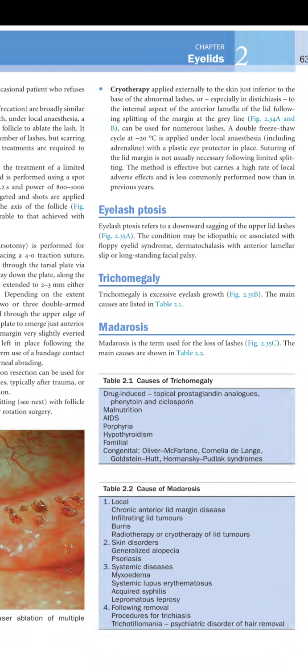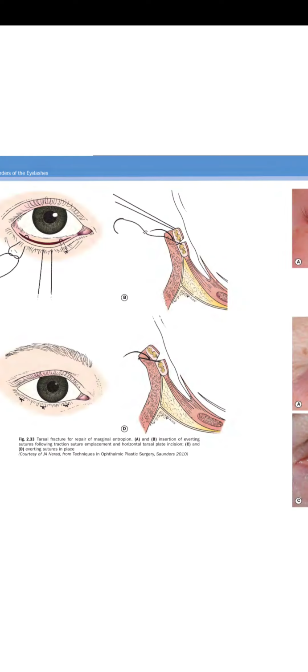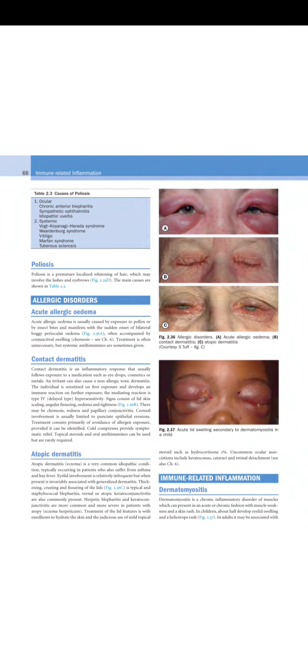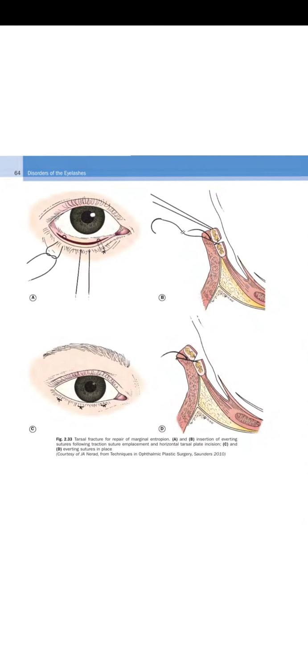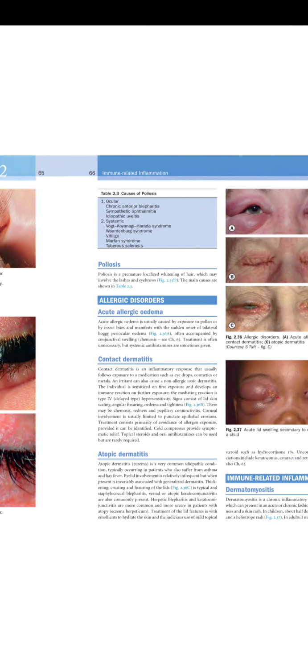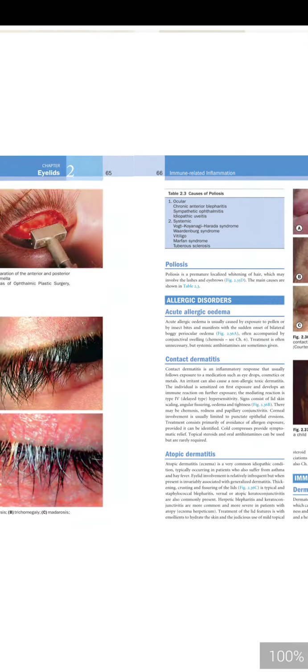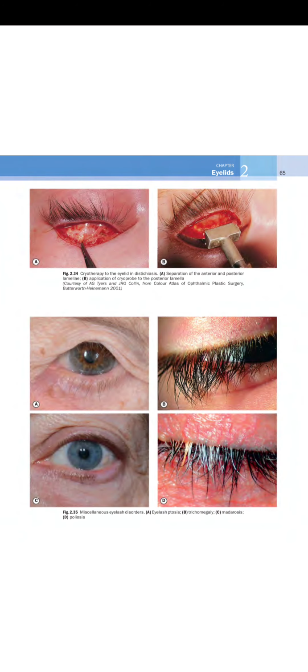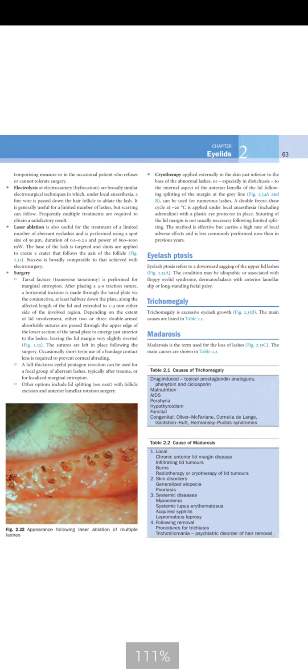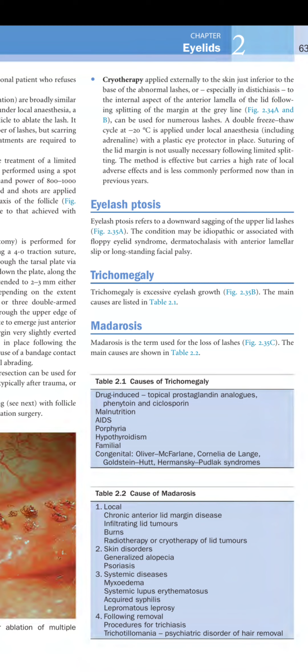Madarosis is a term used for the loss of lashes. The main causes are shown in table 2.2. So these are important to know about the causes of the eyelash disorders. And poliosis is a premature localized whitening of the hair, which may involve the eyelashes and the eyebrows. The main causes are shown in the table. So poliosis is basically the whitening of the eyelashes. Madarosis is the loss of eyelashes, and trichomegaly is an excessive growth.